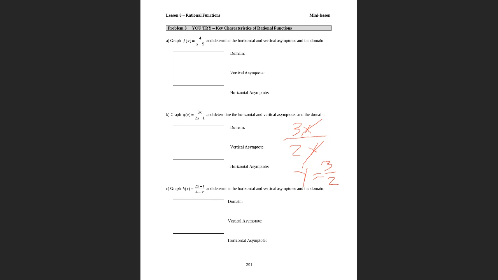And then what about the third one? The third one, we've got 2x plus 1 divided by 4 minus x. What is the domain? 4 minus x equals 0. Because I've got a minus x, I could move that here. I have 4 equals x, or x equals 4. It's the same thing. So it is all real numbers except x equals 4. Since we have x equals 4, that becomes our vertical asymptote. x equals 4.